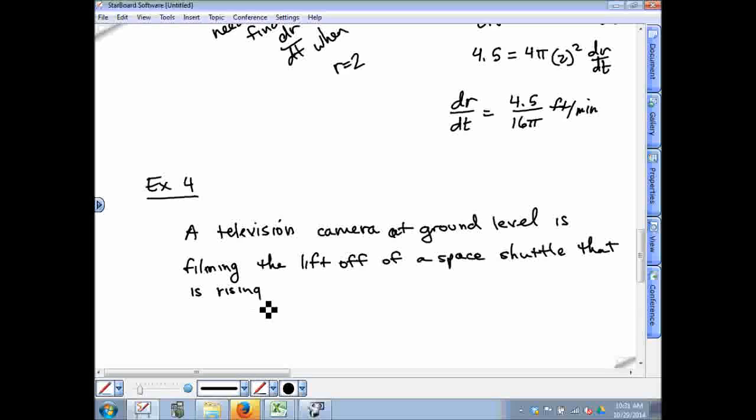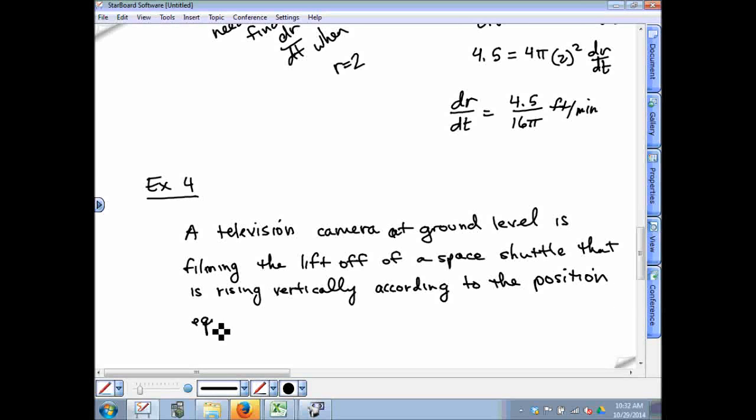That is rising vertically according to the position. Now we're getting some physics here. The position equation: S equals 50 t squared, where S is feet and t is seconds.